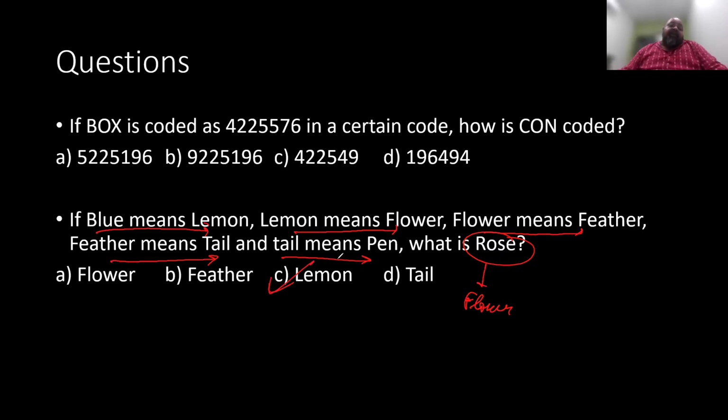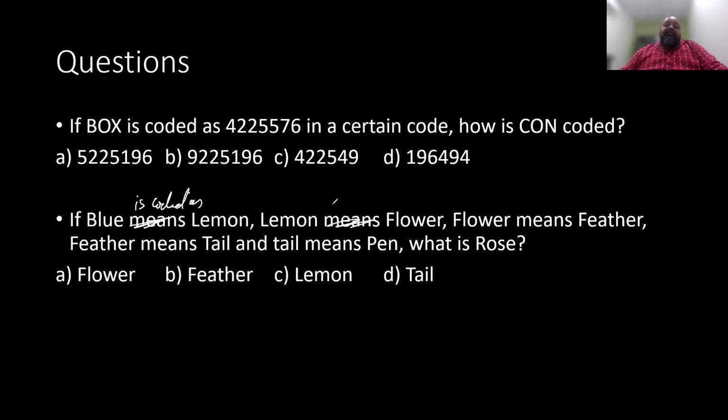Right? If in this question I make a change and I say blue is coded as lemon, lemon is coded as flower, flower is coded as feather, feather is coded as tail, tail is coded as pen. What is rose now?